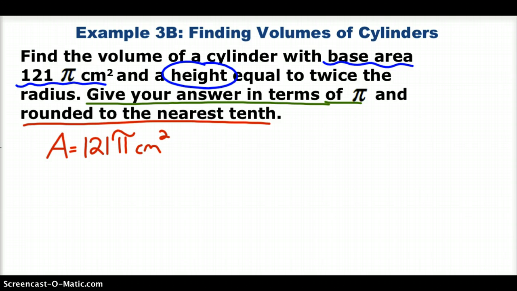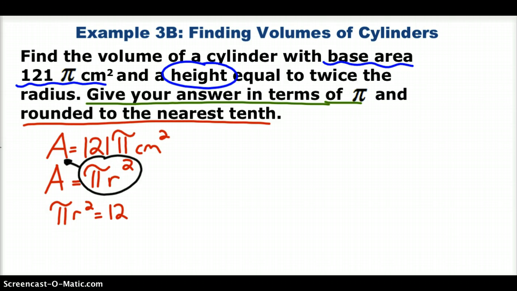Okay, well, we know that the area of a circle is just represented by pi times radius squared. So all I'm going to do is take this part and plug it in right here, and then I should be able to use my algebra skills to solve for my radius. So I'm going to say that pi r squared is going to be equal to 121 pi. And if I divide both sides by pi, I find out that my radius squared will be equal to 121. And if I take the square root of both sides, I'll find that my radius is just 11 centimeters.